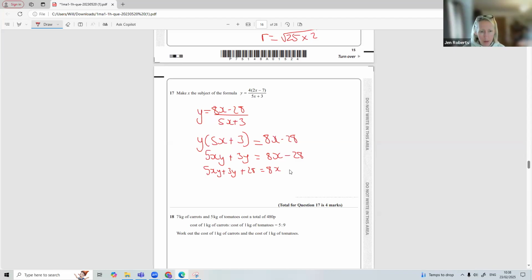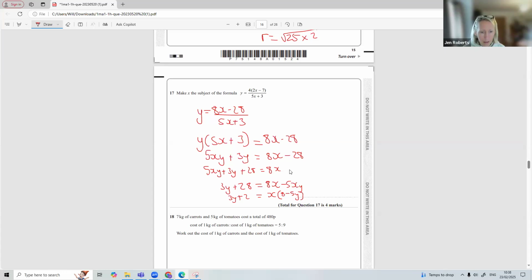Then I'm going to subtract 5xy from each side, and then you'll see I've got anything with an x on one side, anything with an x on the other side. So this is the point here when you factorize it, to isolate the x's by putting it in a single bracket. If I take an x out of both of those, then I would have 8 minus 5y inside my bracket. If I expanded the bracket there, I get 8x minus 5xy.